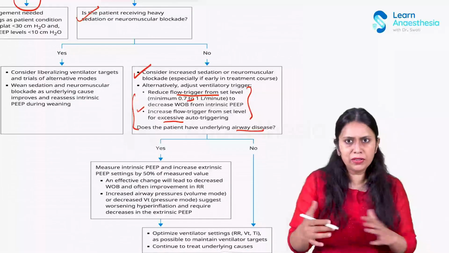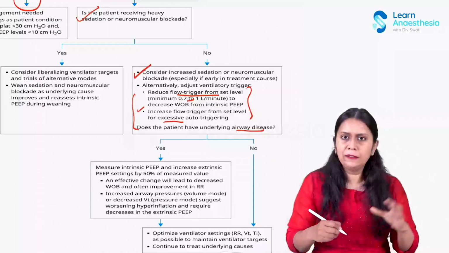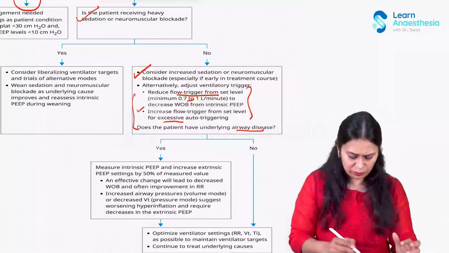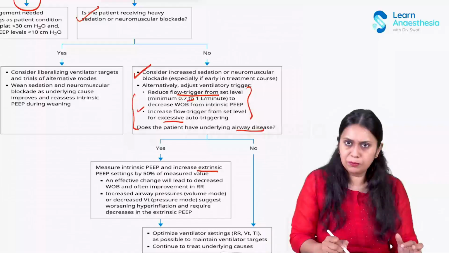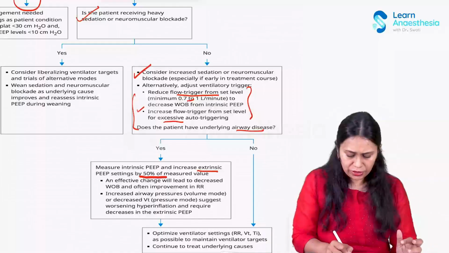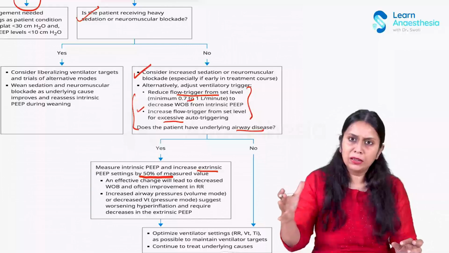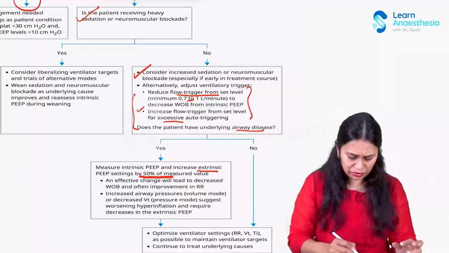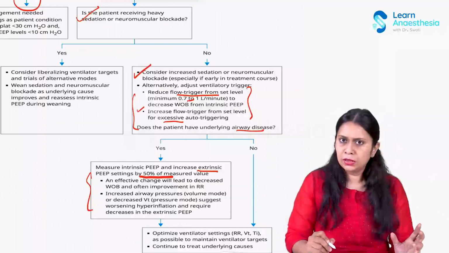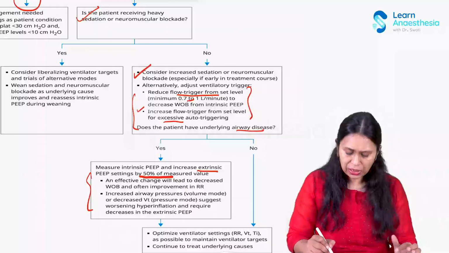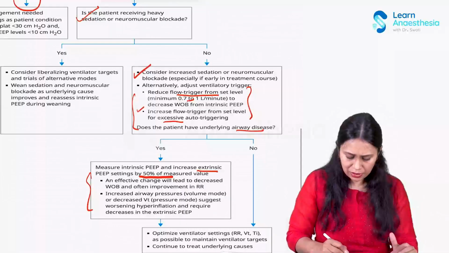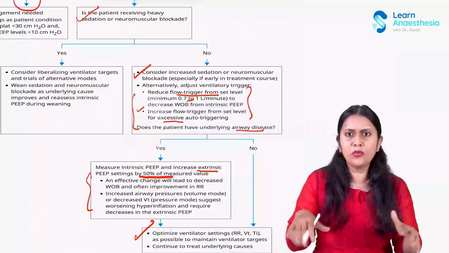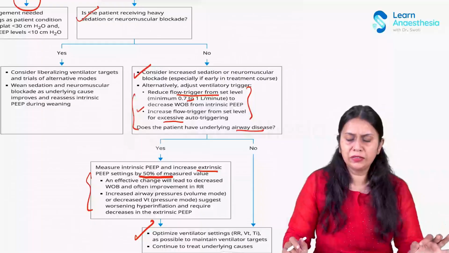And then even if it's not improving with all these maneuvers, we should try to decrease the work of breathing of the patient by applying extrinsic PEEP. We should increase the extrinsic PEEP to 50% of the intrinsic PEEP. It should not be more than the intrinsic PEEP; it should be 50% or less than 80% of the intrinsic PEEP, right? This will decrease the work of breathing of the patient, right? And all this we do by optimizing the ventilator settings as I have just discussed, and treating the underlying cause. So this is how we manage intrinsic PEEP, if it has developed, step by step.